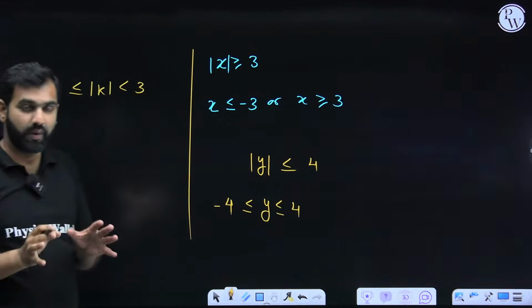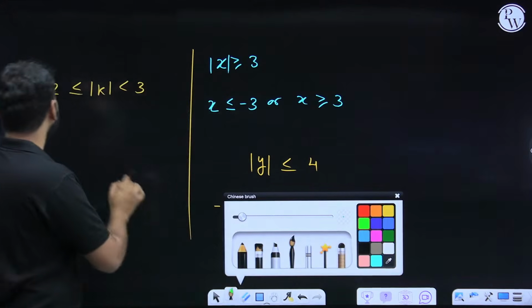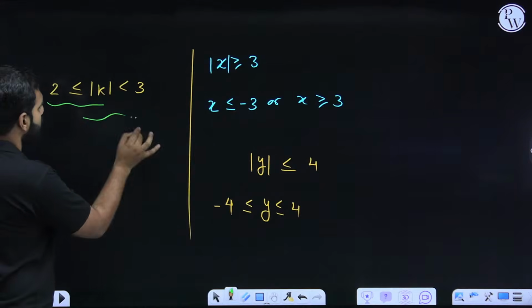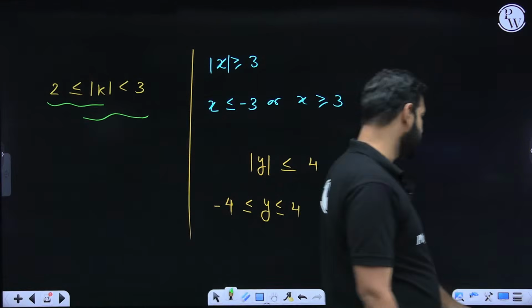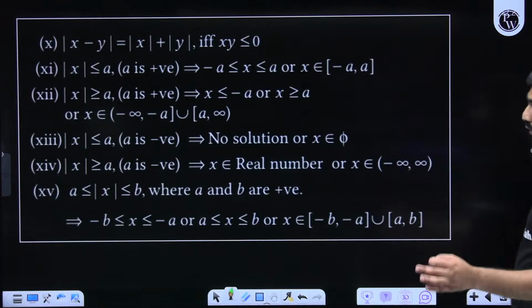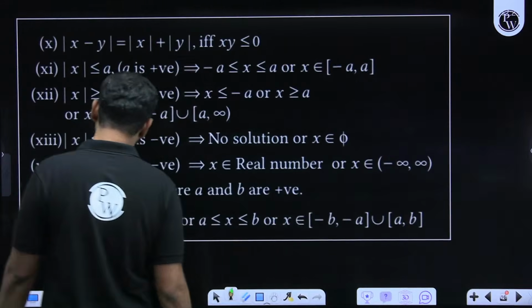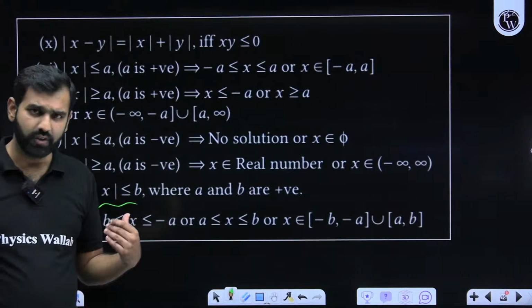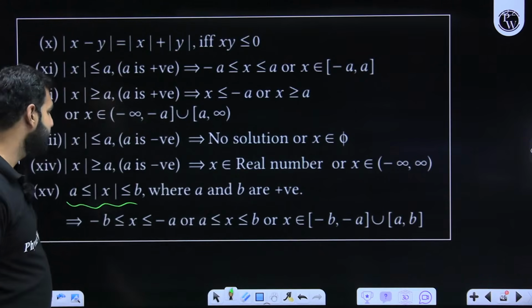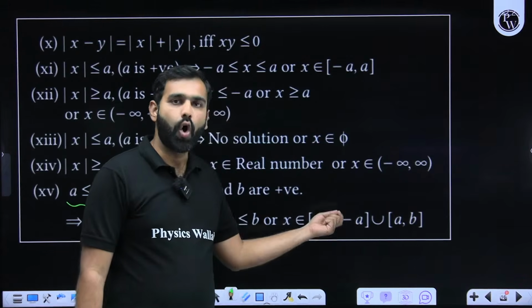Now, two ways are there. One of the ways is that you take the intersection of this and this. So first you solve this and then you solve this. Or the other way is that you simply follow this particular result. If you could remember, this one I'm talking about. Is it written over here? Yes, there you go. So if mod x lies between a and b, where a and b are both positive, and of course a is less than b, in that case you can say that x will be between minus b to minus a or a to b.